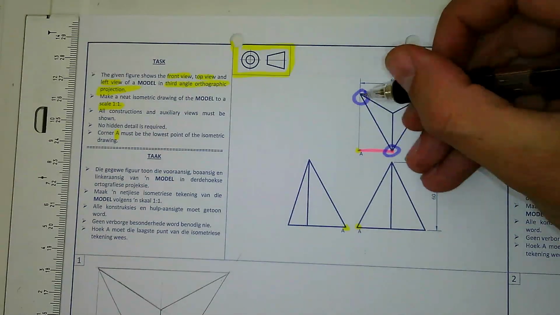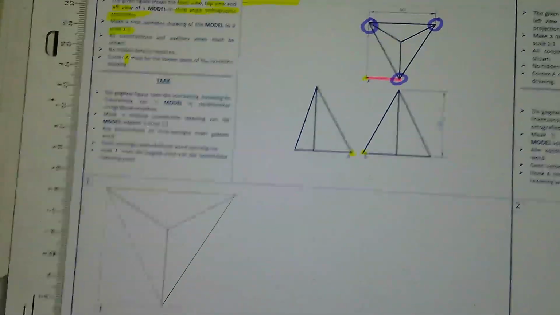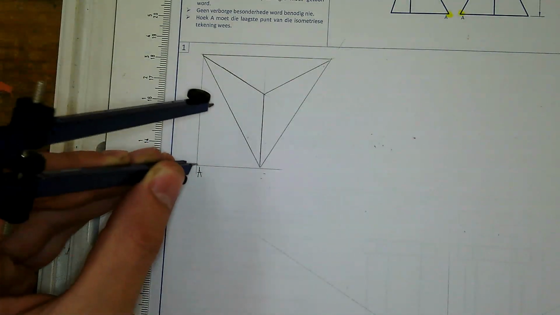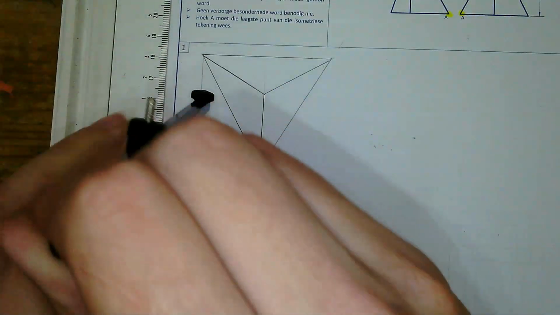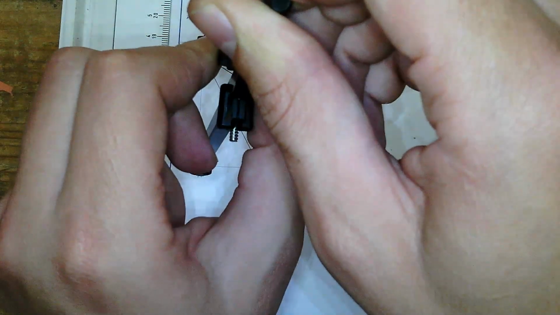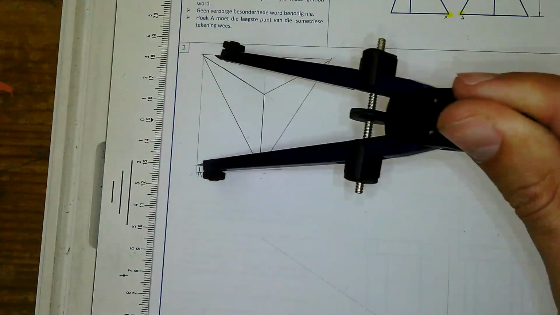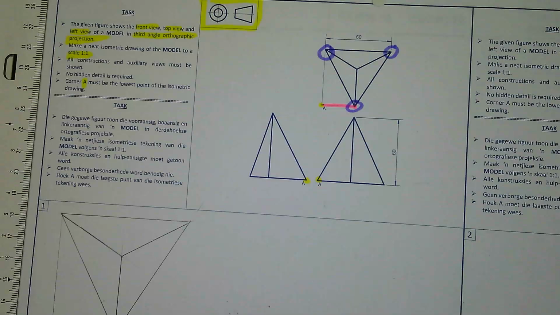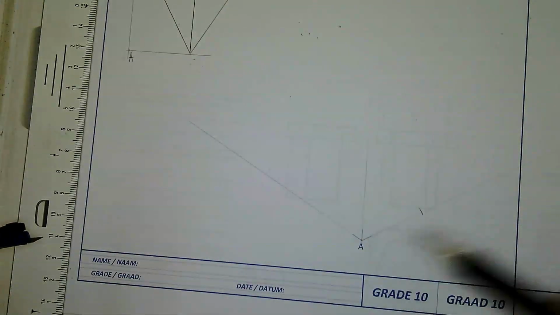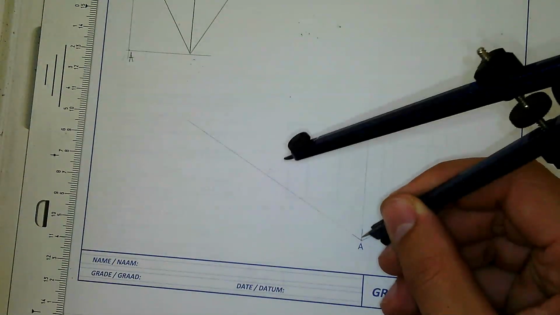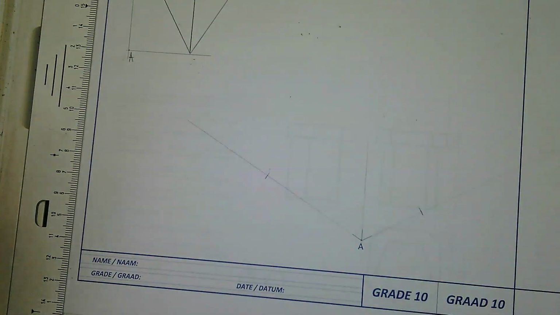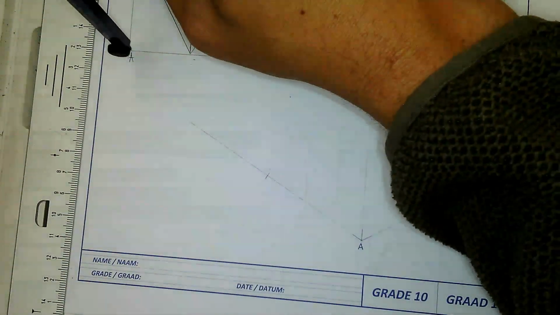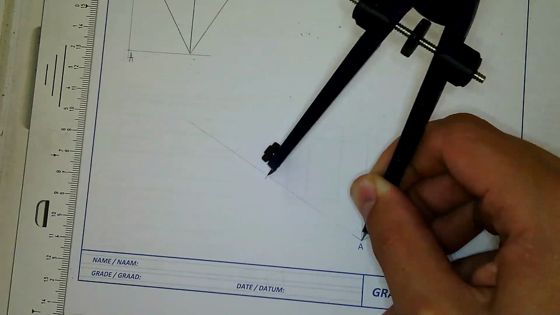Now, how are we going to get that next point? Same principle. Go to your auxiliary view, go to point A, measure the distance there with your compass. Where are we now? We are on this line. Okay, so where is that line going to be? Remember, this is our top view. It's going to be this one. So now we can just copy that distance onto that line.